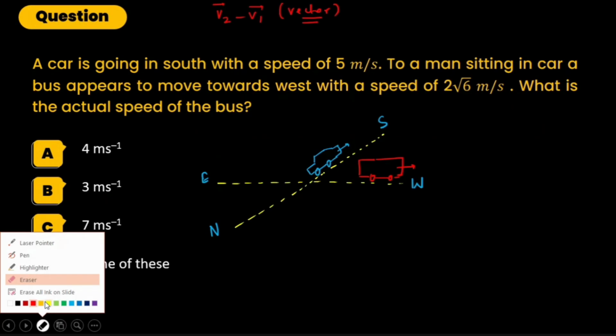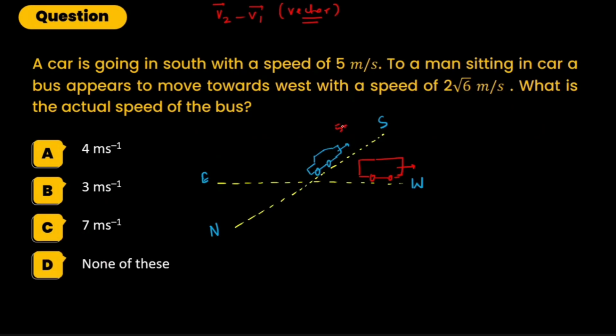Now what this appears means, that is what we need to understand. So the car is going 5 meters per second towards south. Appears means the velocity with which the separation between the bus and the car is increasing. That separation is viewed by the person's eyes and it appears to be 2 root 6 meters per second. That is what this apparent velocity means. So we are given V2 minus V1, that is V21, as 2 root 6.